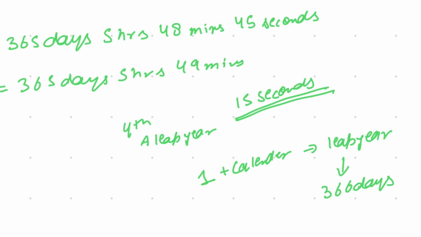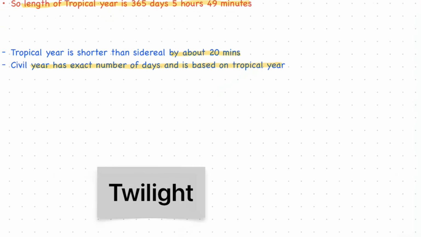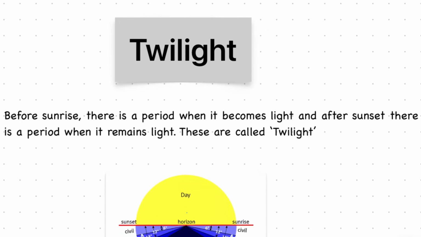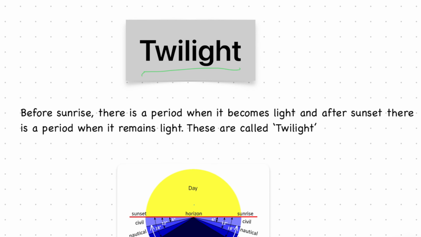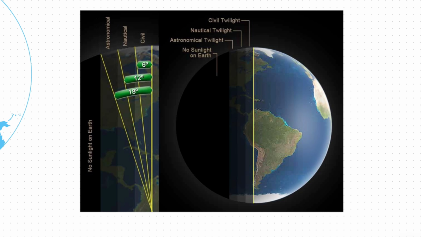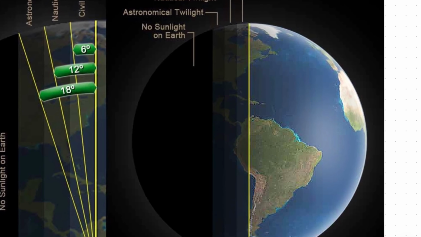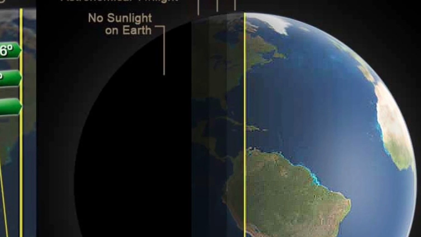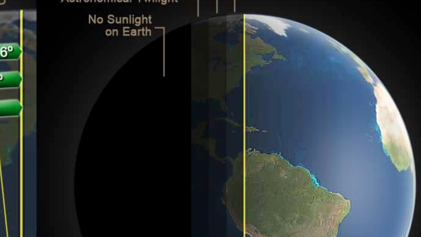Okay, and now here comes the topic twilight. It is a very interesting topic and the last topic for our video. Before sunrise there is a period when it becomes light, and after sunset there is a period when it remains light. These are called twilight. In simple terms, the sun has set but we can still see the light, or the transition between day and night. It looks like this. This period we call the twilight period.